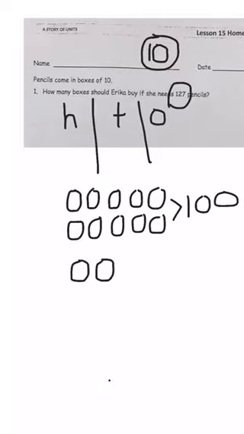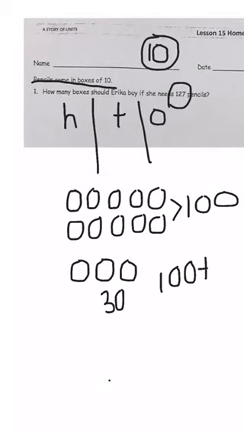Now it's just in boxes of 10, so I can't use just ones. I have to buy groups of 10. So I'm going to have to buy another pack of pencils. So that would be 130. So we have a group of 30, we have 100 plus 30, and that equals 130. But remember, the question is how many boxes?